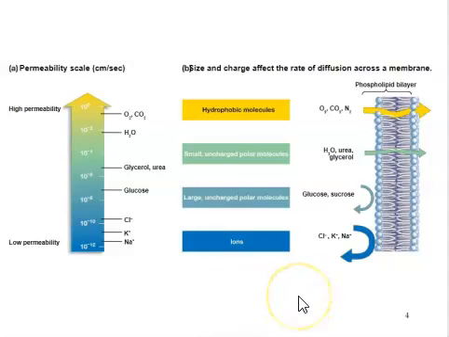Now there are lots of chemicals that cells need that cannot passively diffuse across. So for example, glucose, sucrose, or any of these ions. And so there are ways of getting them across, and those ways always involve proteins. And that's what we're going to focus on now.